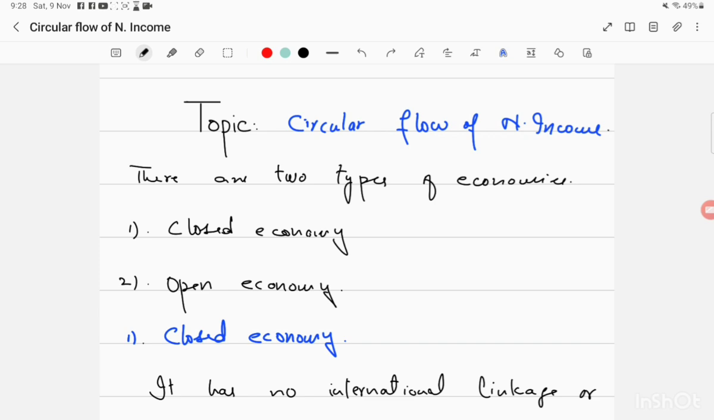I explained there are three methods of measuring national income. One of them is the output method. Another method is the income method, and then the expenditure method. Now the circular flow of national income will explain everything about this. We will study the national income by the output method, the expenditure method and the income method, and what things will be included in each of them.